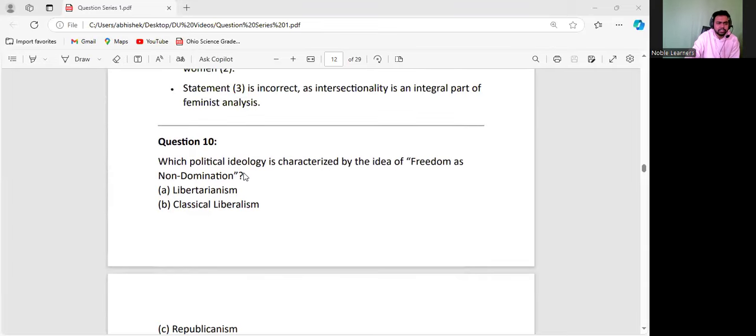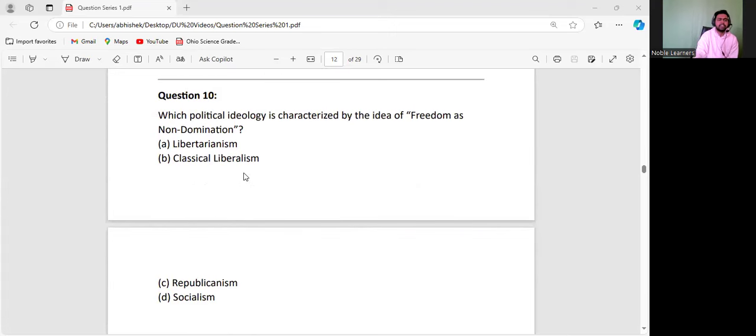Okay, let us talk about this. Which political ideology is characterized by the idea of freedom as non-domination? Okay, the idea of freedom as non-domination is given by republicanism. So what is freedom? Freedom is a situation where no one could dominate you. You are your own ruler. You are the one who is ruling your body and mind. No one has control on your body and your mind. So that is called freedom as non-domination. And this idea was given by Philip Pettit, one of the thinkers from republicanism. So remember this one, actually very important.